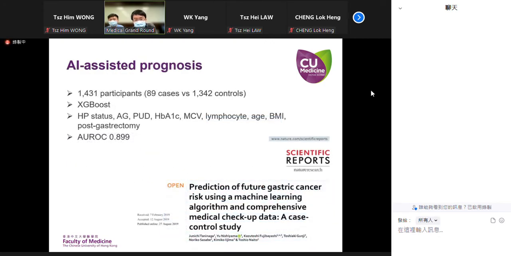And secondly, AI can also help to predict prognosis in many diseases. For example, this is a report published in Nature before from a Japanese group, and it made use of a machine learning algorithm on a lot of medical checkup data, like a big data center as well. So it involves case control studies and uses the XGBoost gradient boosting model. It involves multiple parameters like the Helicobacter status, atrophic gastritis, whether the patient has had gastrectomy, and also a few laboratory data. So it can predict whether a normal subject undergoing medical checkup will have a subsequent higher risk of future gastric cancer, with quite a satisfactory AUROC of up to 0.9.